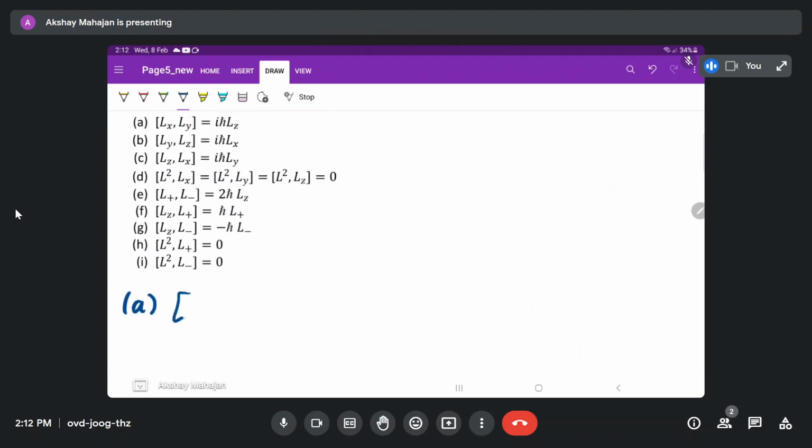Let us prove the first one. In this I will just prove one of the identities, and the rest of the identities can be proven in a similar manner, so I will not prove them. Let's just prove this first identity.